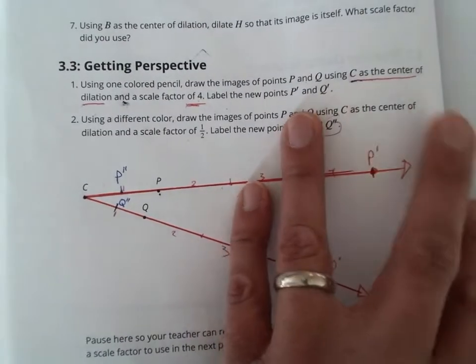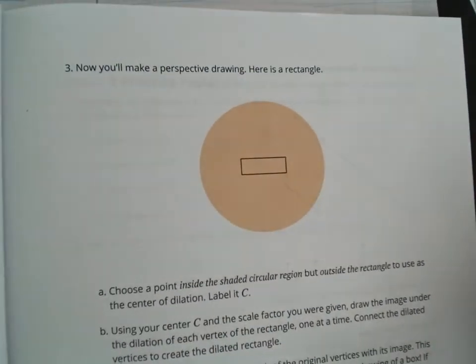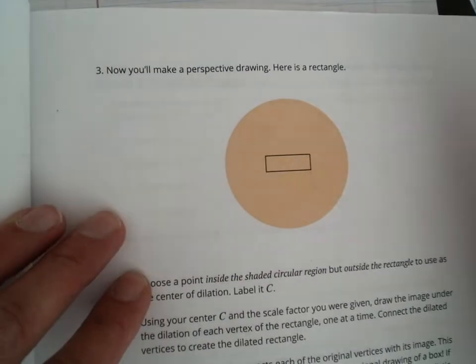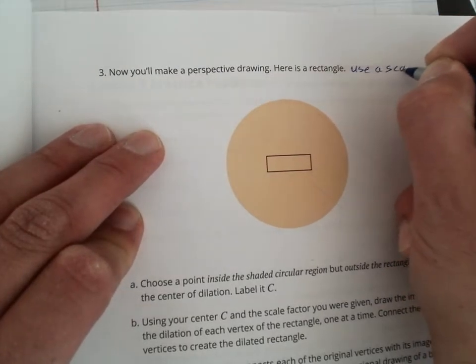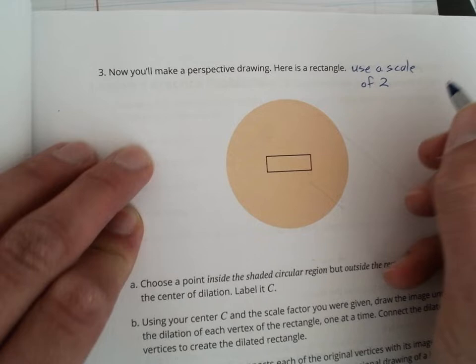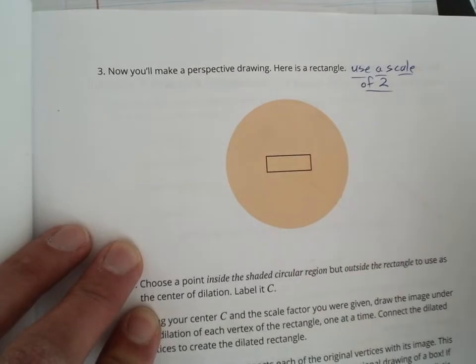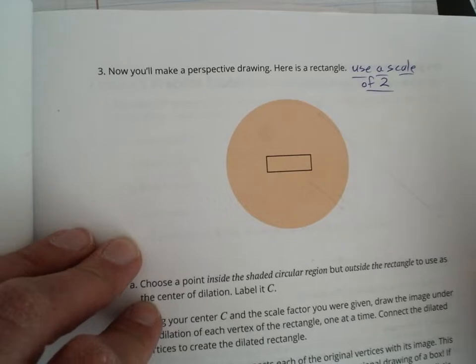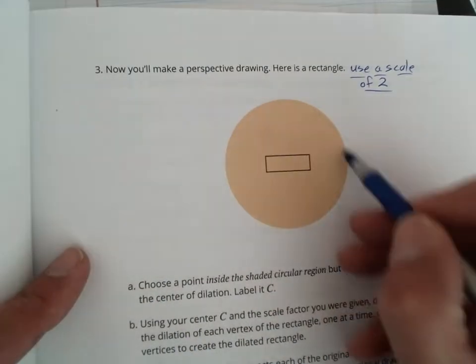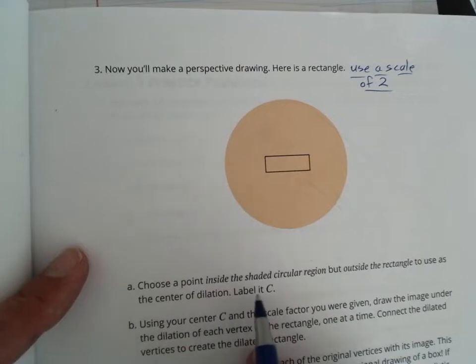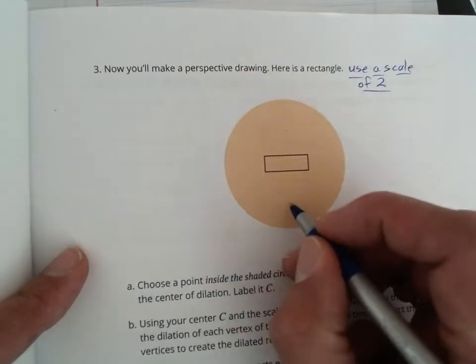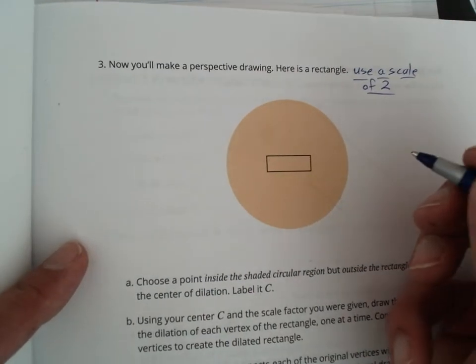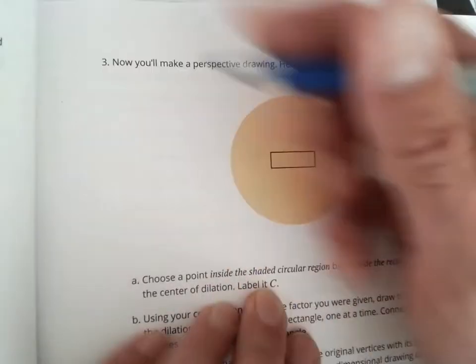Next, number 3. I was asked by the book to give you a scale, and I said use a scale of 2. Some of you I challenged and had you use 3. If you want to use 3 instead, go for it, right? What it's saying is choose a point inside the shaded circle, but outside the rectangle. So you pick a point anywhere: up here, over here, however you want to do it.